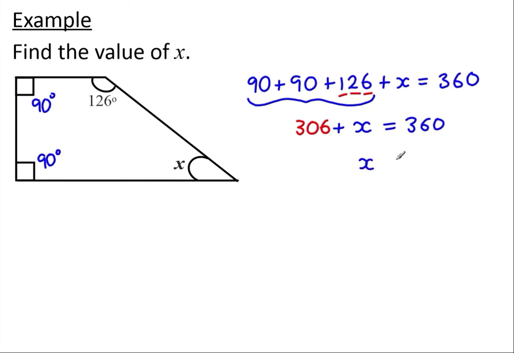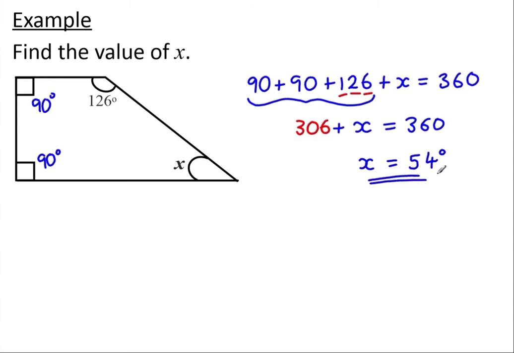So I can find x by counting up from 306 until I get to 360. So I'll need 4 more to get from 306 to 310, and then 50 more to get up to 360. So there we go. I found out that x is 54 degrees. And because this is my final answer, this is where I put the units onto my work.